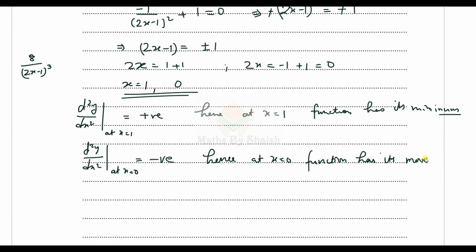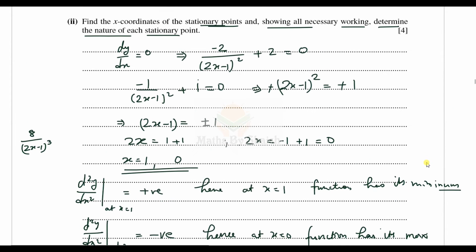I hope it is clear. You can see everything is in a fixed manner. dy over dx should be equal to 0 and you will get x values, and for that x value you will check d2y over dx square, the second derivative, and if it is positive then you will get the minimum value, if it is negative then it is maximum value.